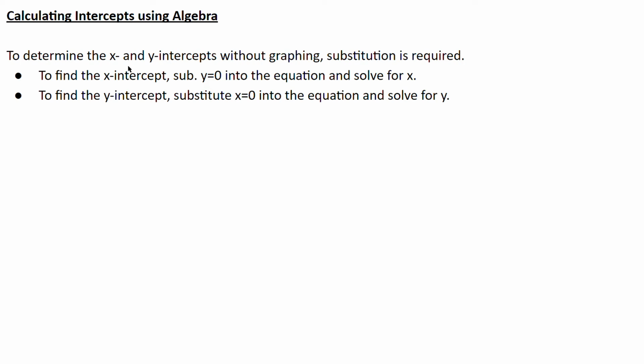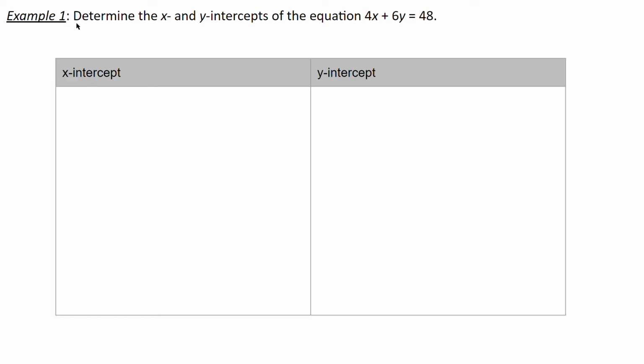And to determine these, we don't need a graph. We just need to do these substitutions. So we start. We want to determine the x and the y intercepts of the equation 4x plus 6y equals 48. Keep in mind this is not in standard form, although this is still the equation of a line because we can bring this all the way back.